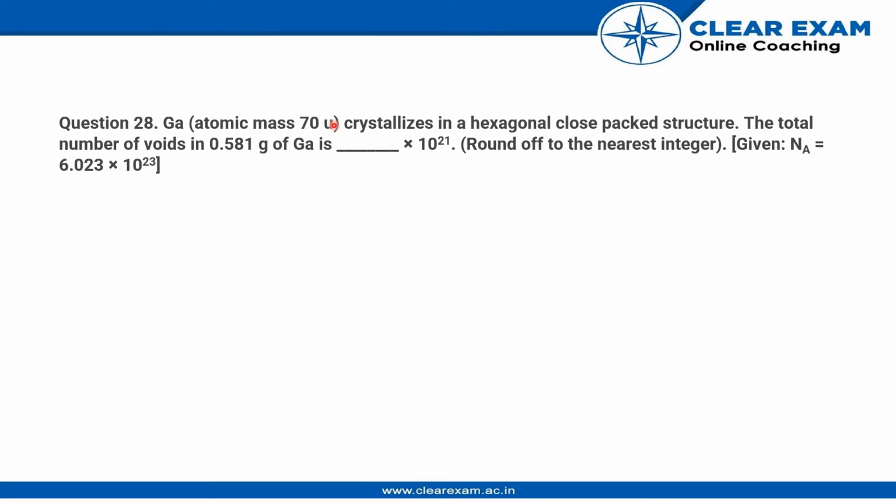Gallium, atomic mass 70 u, crystallizes in a hexagonal close packed structure. The total number of voids in 0.581 grams of gallium is... So we have the factor over here, 10 raised to 21. We need to find out this value.